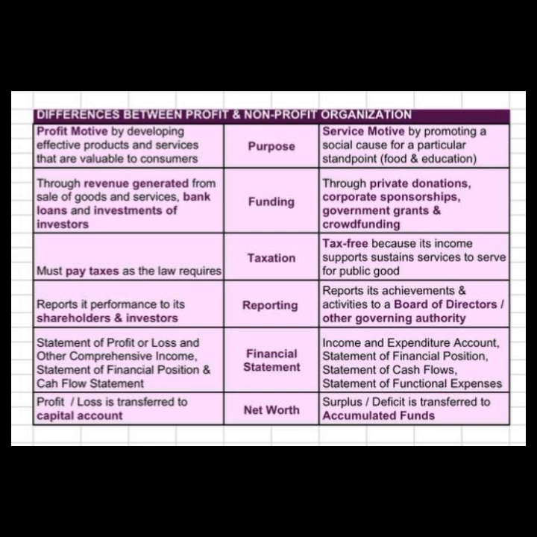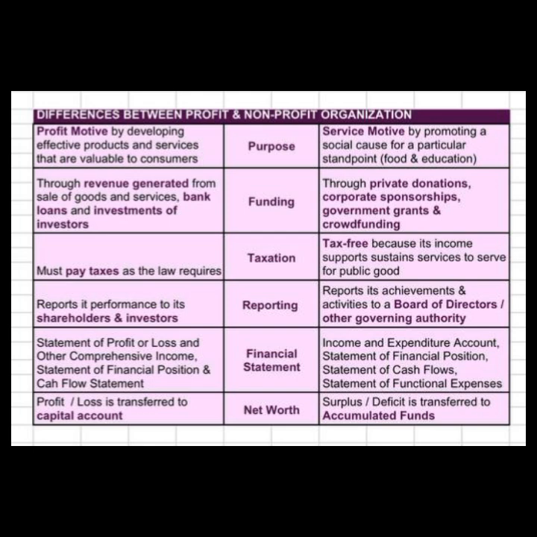Funding for profit organizations is through revenue generated from the sale of goods and services, bank loans, and investments of investors. For an NPO, it's through private donations, corporate sponsorship, government grants, and crowdfunding. Taxation: profit organizations must pay taxes as the law requires. An NPO qualifies for tax-free fundraising because its income supports and sustains service for the public good.